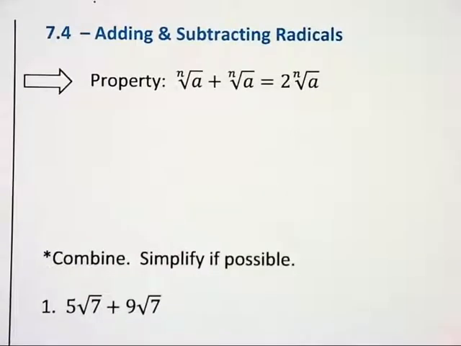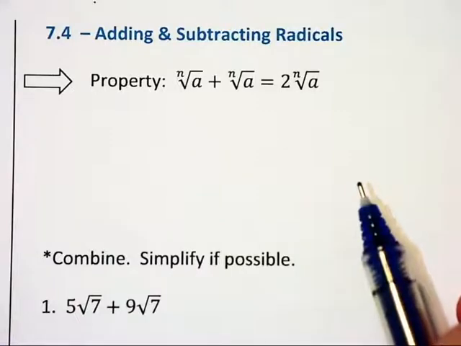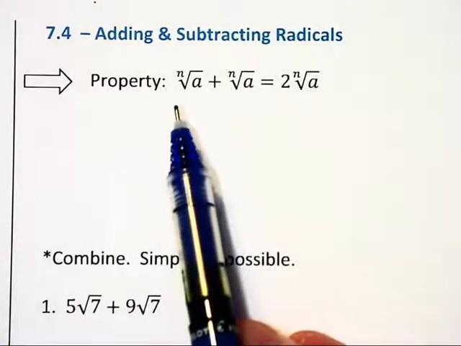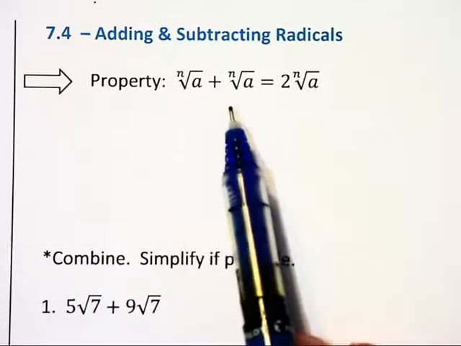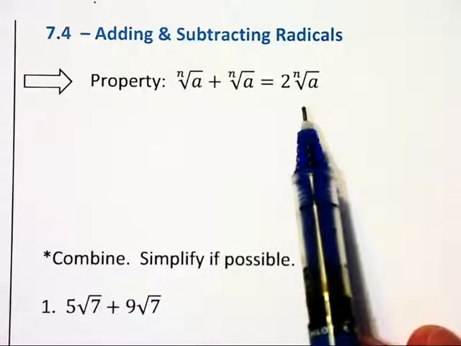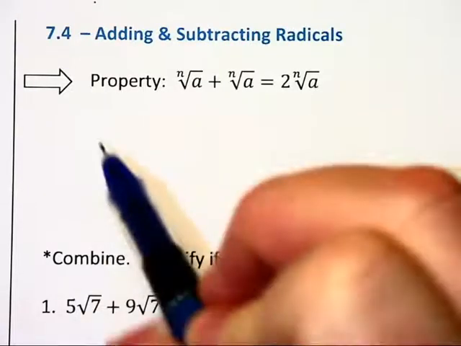Adding and subtracting radicals is very easy, especially because it's just like combining like terms. Let's take a look at this property. Notice how you have the nth root of a plus the nth root of a is equal to 2 times the nth root of a. This tells us two things.